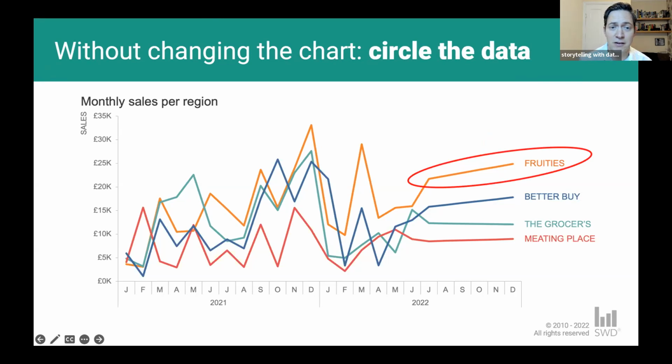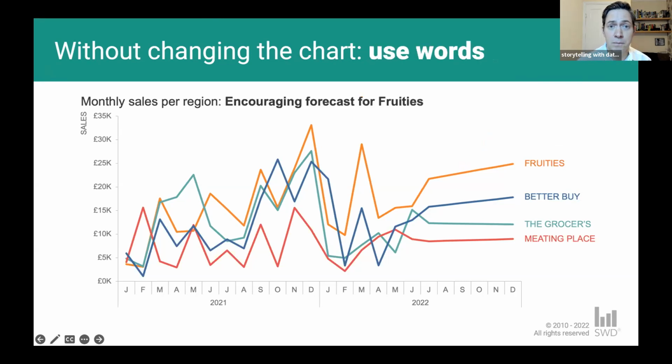That draws attention. We could use words as well. Prime our audience with words, saying encouraging forecast for Fruities. They read those words, they look down and see the evidence in the graph below. So these strategies are a little bit more what we call brute force. So you are kind of hacking your way through to draw attention.